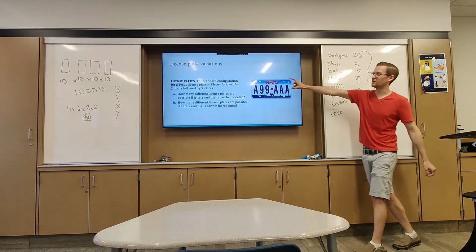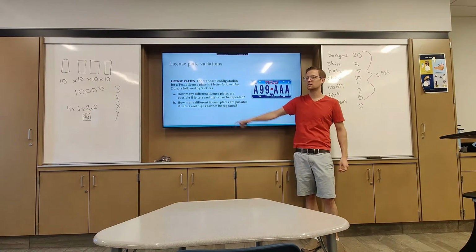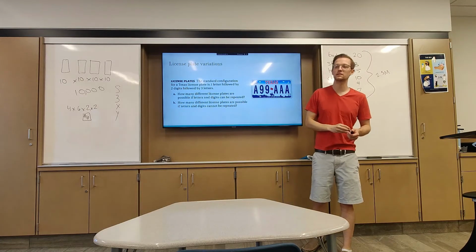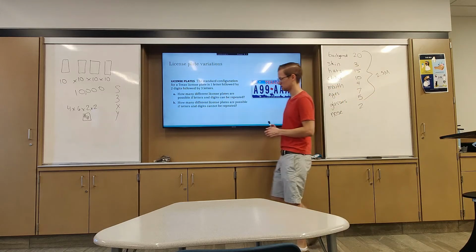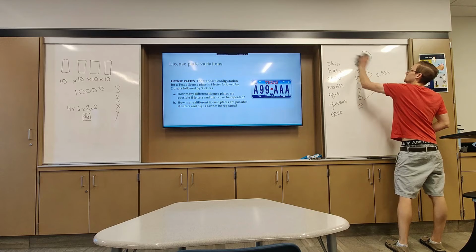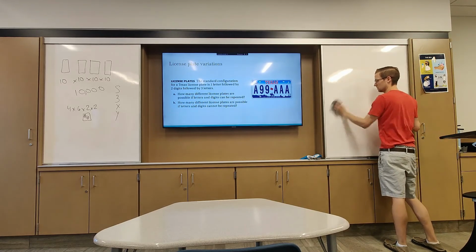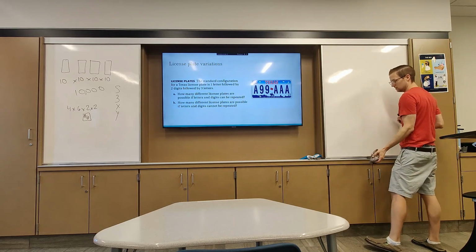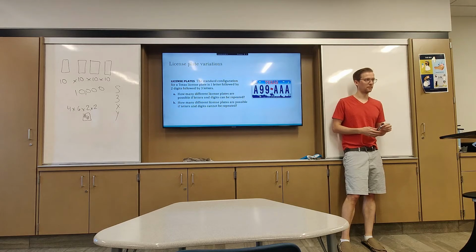So read the scenario, understand whatever limitations they put on the license plate. How many letters are there? 26. 26 letters in the alphabet. No digits 1 through 9. No, 0 to 9. How many is that? 10. So it would be 26 times 10 times 26 times 26.